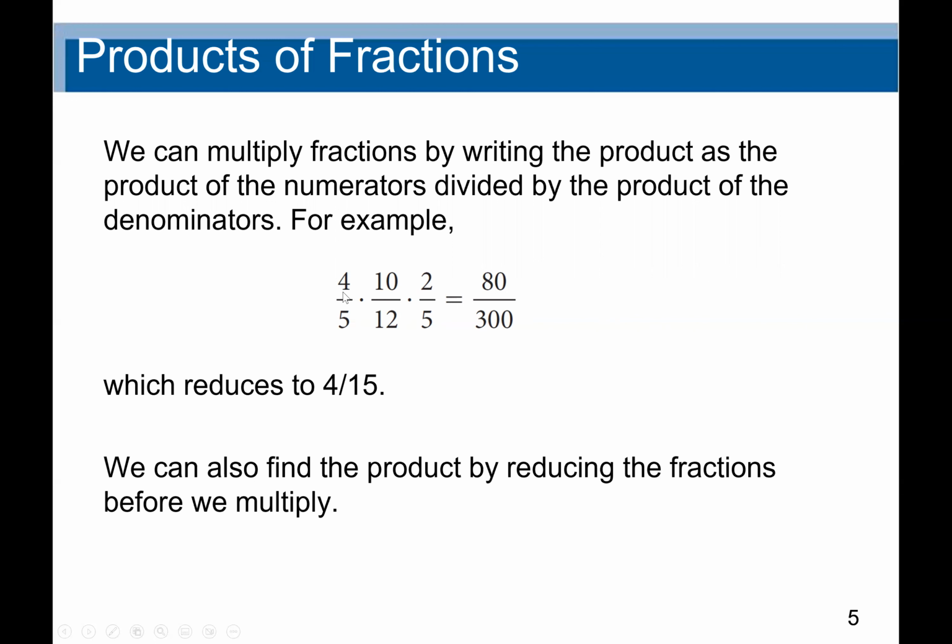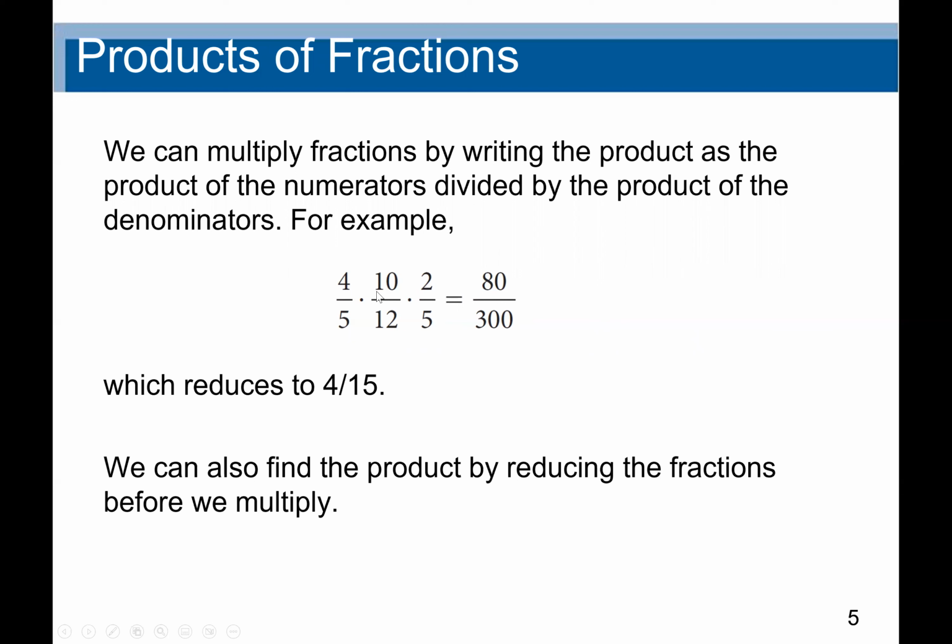We can multiply all the numerators together and multiply all the denominators. Also, we can cancel if we like. For example, 2 can go into 2 is 1, 2 can go into 12 is 6. 5 can go into 5 is 1, 5 can go into 10 is 2. Then we multiply.